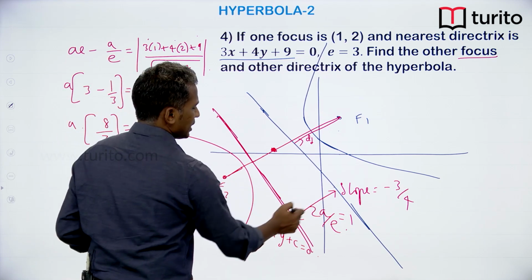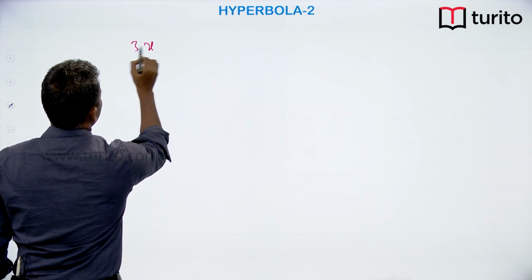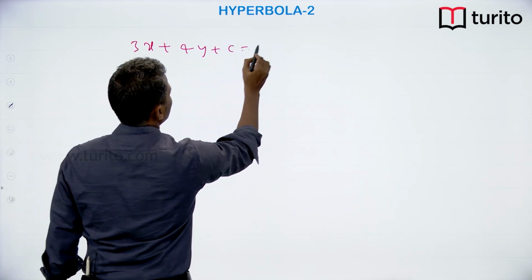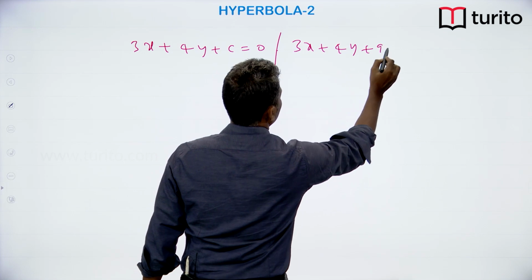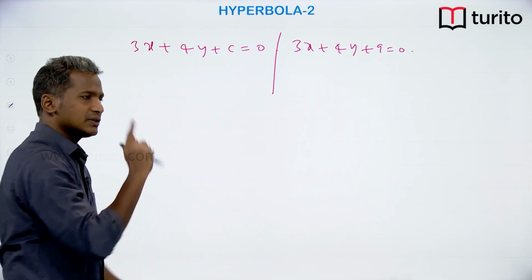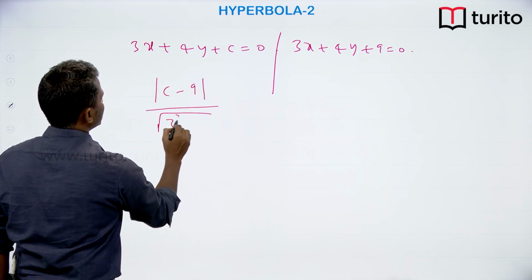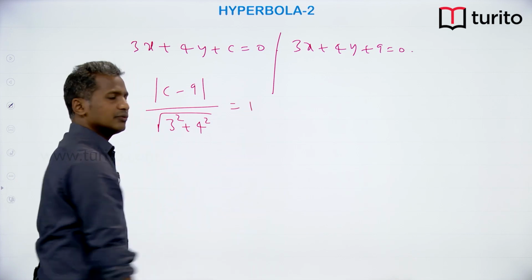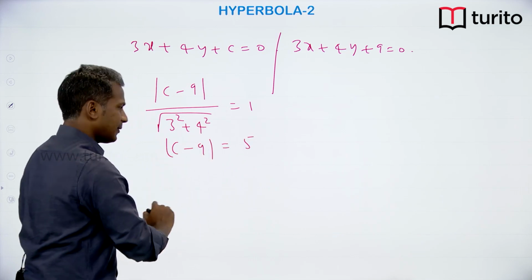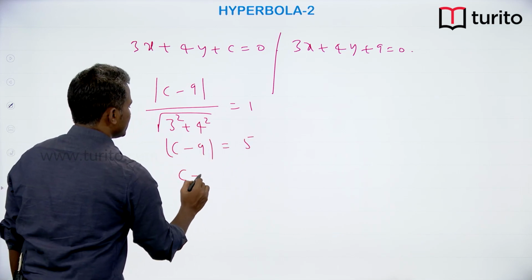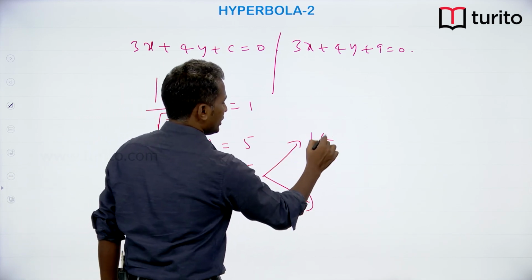Because the distance between these two lines must be equal to 1, we can say that 3x plus 4y plus c equal to 0, this is one directrix. The other directrix is 3x plus 4y plus 9 equal to 0. Because the distance between these two lines is 1 unit, we can say that mod of c minus 9 divided by root of 3 square plus 4 square must be equal to 1. So, this will give us mod of c minus 9 to be equal to 5, which further will give us c equal to 9 plus minus 5. So, there are two values here, one is 14, the other is 4.